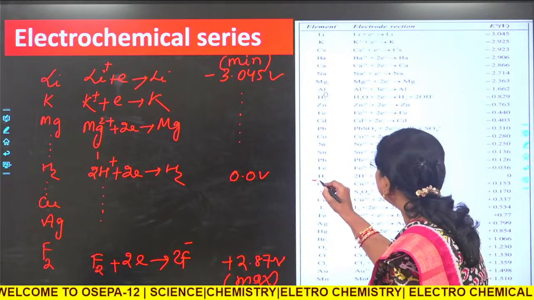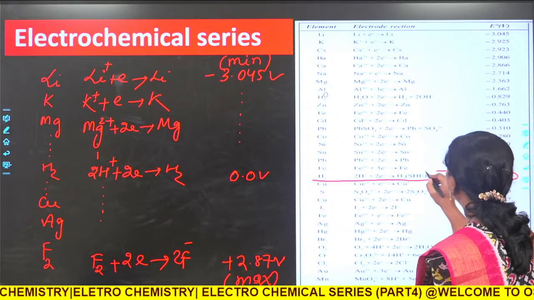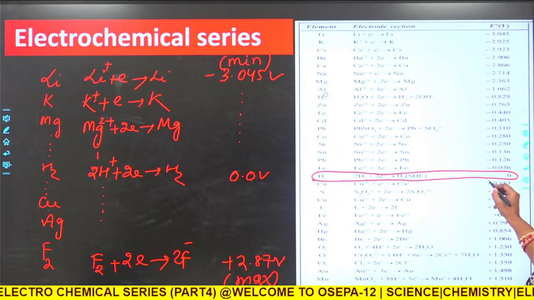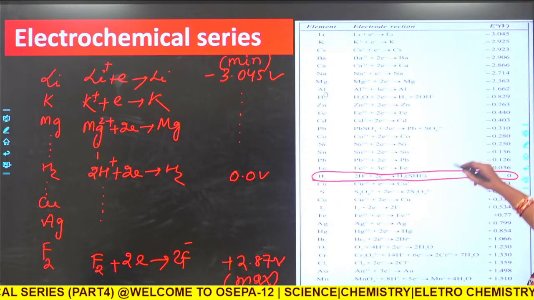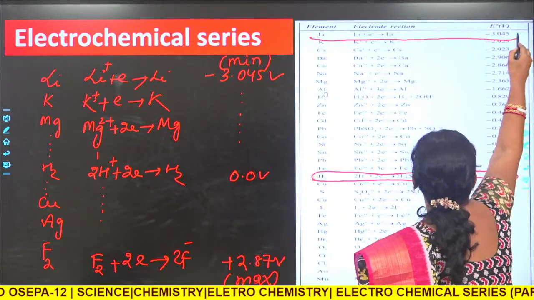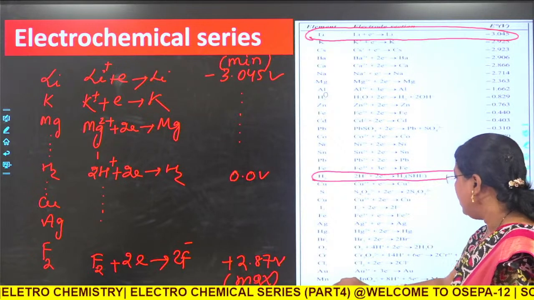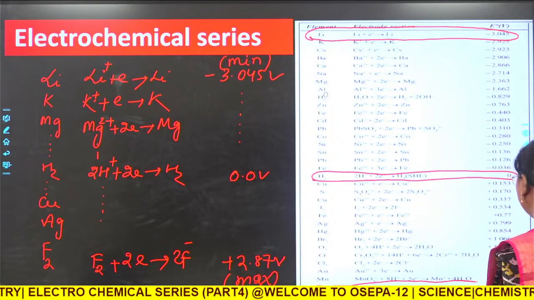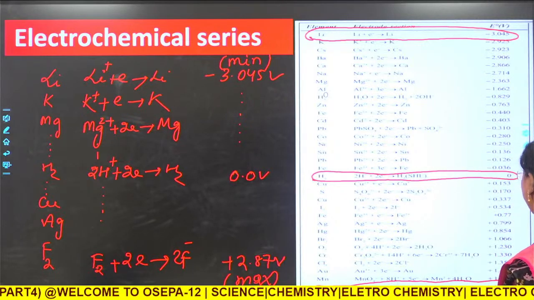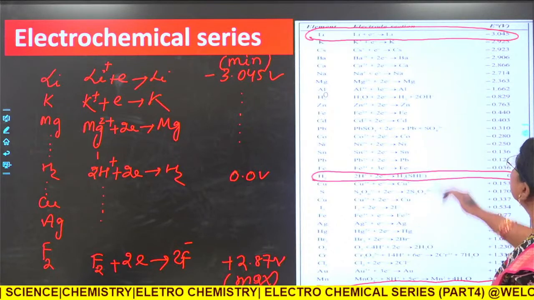Look at this. Here, the hydrogen is placed in the middle, the standard hydrogen electrode. Its value is 0 for the standard hydrogen electrode. Here, lithium is placed at the top of the series, whose value is minus 3.045, and here at the bottom lies your fluorine, whose value is plus 2.87 volt. So, that means this value goes on increasing.